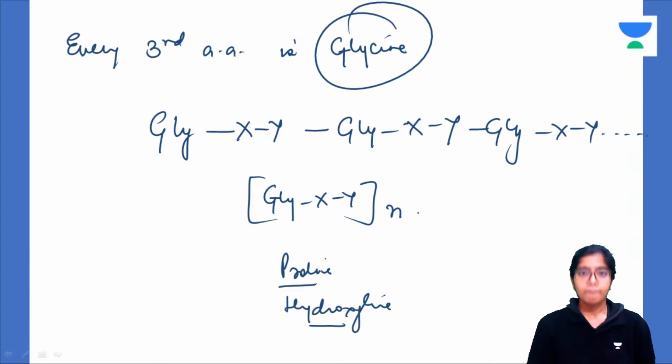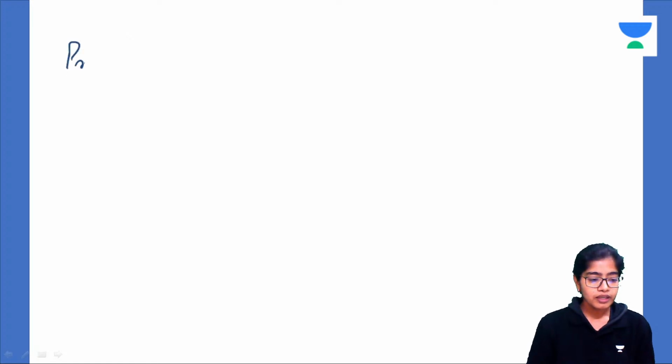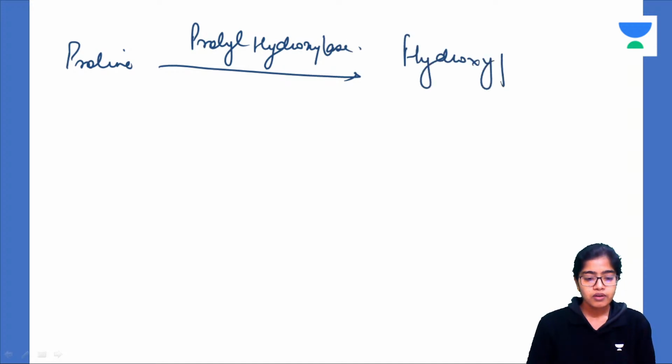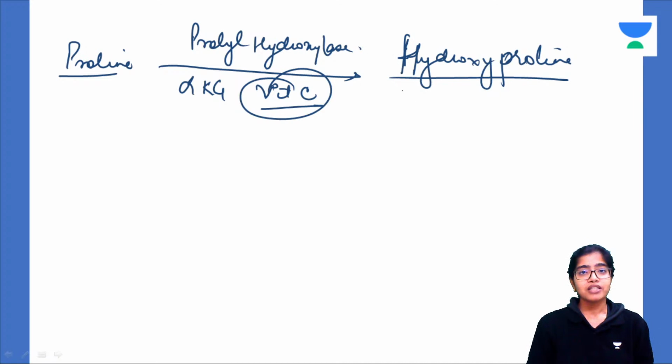Understood? Now, what is the function of proline and hydroxyproline? Proline, by the action of the enzyme prolyl hydroxylase, gets converted to hydroxyproline. And this is a post-translational modification. After proline has been formed, it is hydroxylated in the presence of alpha ketoglutarate and vitamin C. Therefore, in the absence of vitamin C in scurvy, hydroxyproline is not formed and the collagen structure is not stable, connective tissue is fragile, and there is poor wound healing, easy bruisability and all.